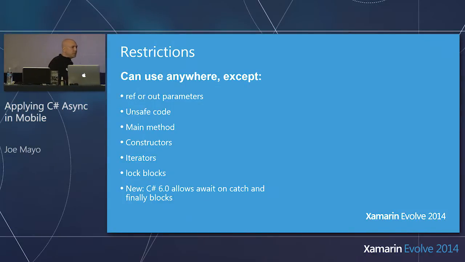Now you can pretty much use async code anywhere, but here are some of the restrictions you have, like constructors, main methods, and unsafe code blocks. The new C# 6 specification will allow await in catch and finally blocks. And if you've ever tried to do an async logging function in a catch block, then you'll know how nice this change is going to be.